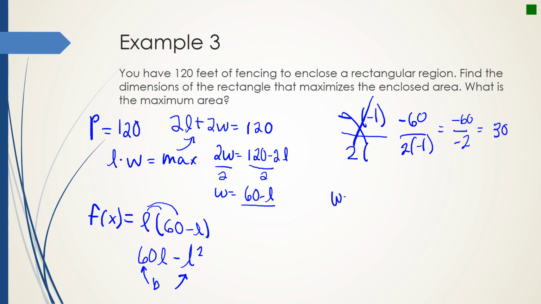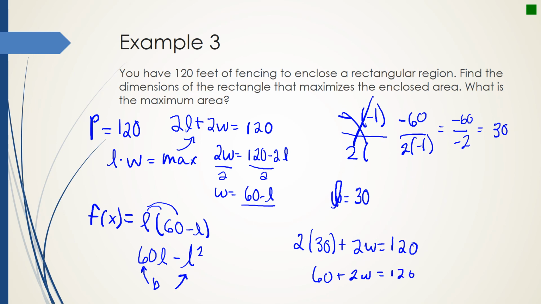And so the length is 30. Then we want to find what the width is. So let's put it back in here: 2 times 30 plus 2 times W equals 120. So that's 60 plus 2W equals 120. So 2W is equal to 60, and W is also equal to 30. So what's the maximum area? If we multiply that together, it's 900 square feet.